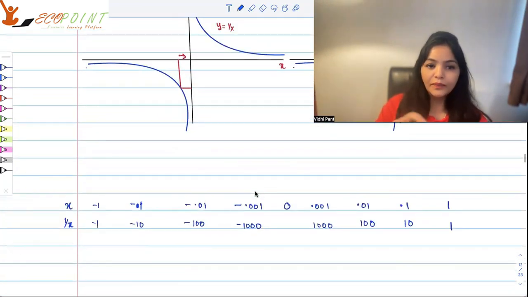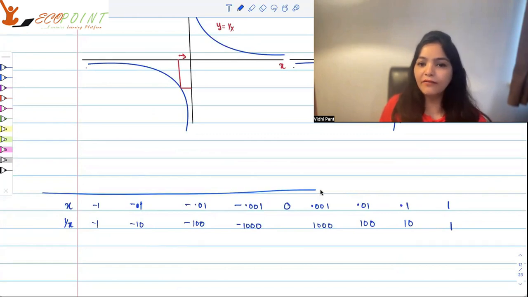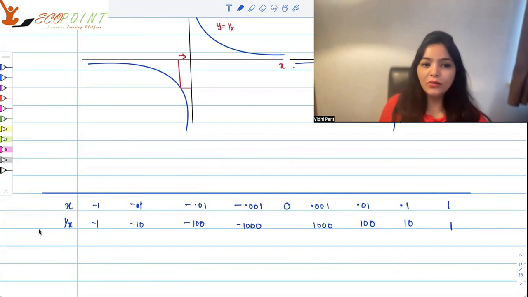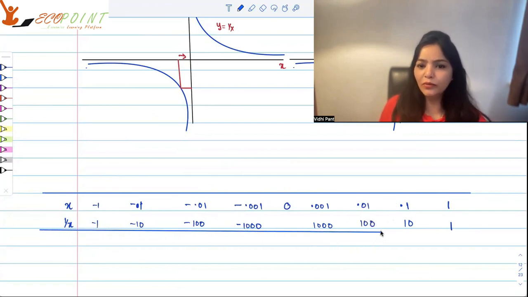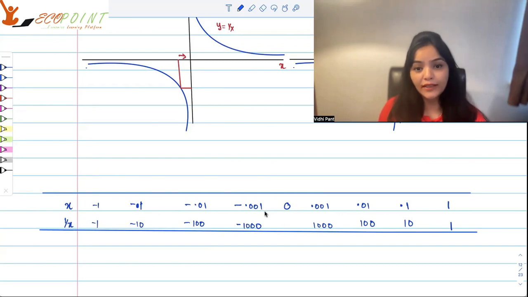What is happening here? Let's give values to x and find out 1 upon x. If x is equal to minus 1, 1 upon x is also equal to minus 1. If x is equal to minus 0.1, 1 upon x will become minus 10. If x is equal to minus 0.01, 1 upon x will become minus 100. If x is minus 0.001, then your value of 1 upon x is minus 1000. At 0, the value 1 upon 0 is not defined. So I'm not going to write there any number.